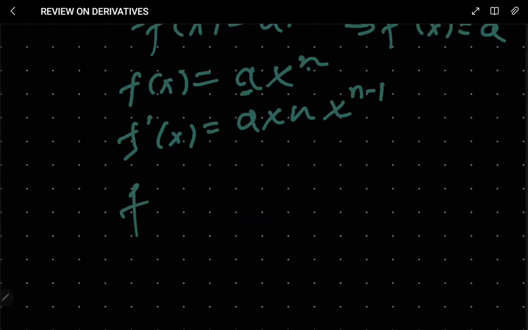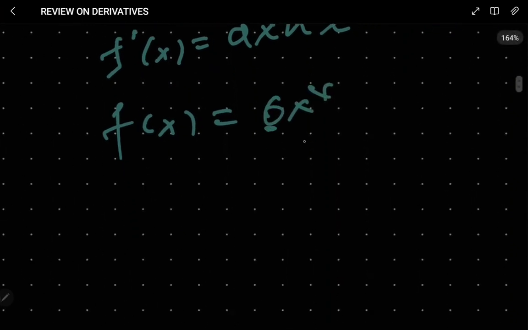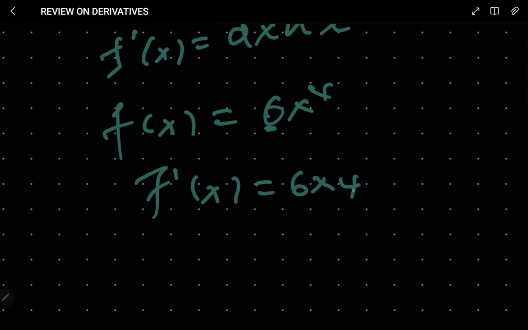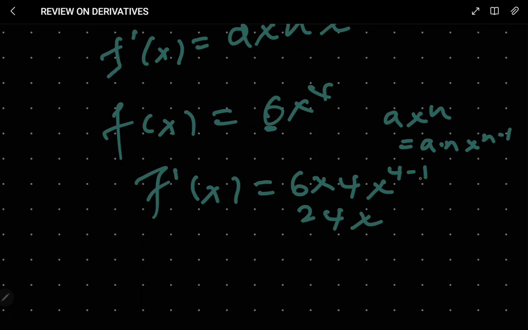For example, if you have f of x is equal to 6x raised to 4, so what is a? The coefficient a is 6. Then what is f derivative of x? Then what you do is 6 times 4, because you have said that ax to the power of n turns to a times n x to the power of n minus 1. So this is going to be 24, and x is reduced by 1, so x raised to 4 minus 1 is 3. So this is the derivative of a polynomial.